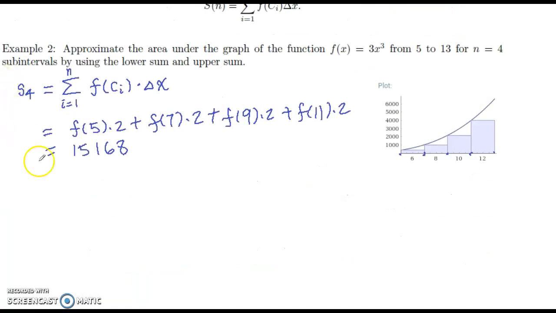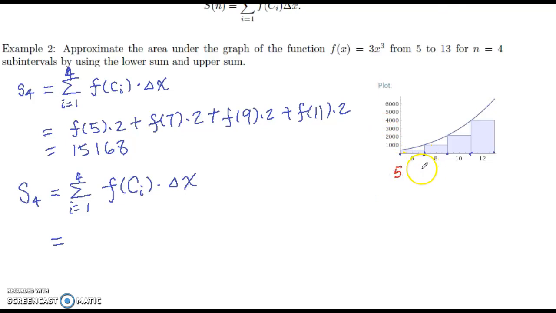We also look at the formula, capital S sub 4, and in this case the formula tells us to add up these 4 rectangles, but we pick the maximum value on each subinterval. If you take a look, this interval 5 to 7, the highest value is at 7. So it's f of 7. We're adding up the red rectangle here, so it's f of 7 times 2.